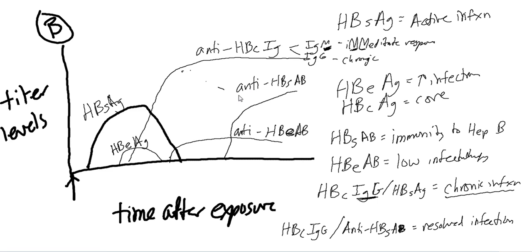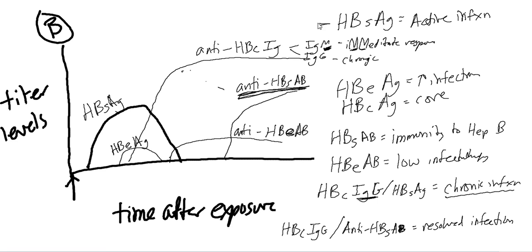And then eventually your body will say, I see that surface antigen. So you're going to produce some anti-surface antibodies, that anti-surface antigen antibody. So those are the levels. However, now you have infections.